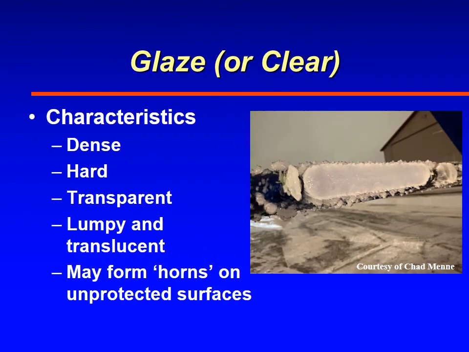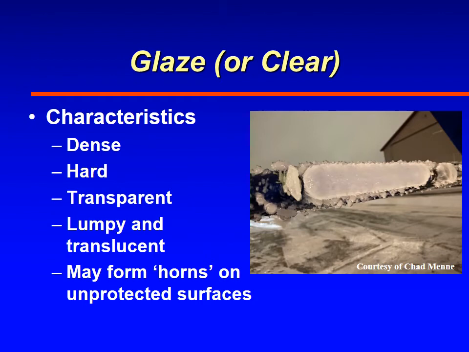Glaze ice is also known as clear ice. It's been known as clear ice for a long time. In the past 5 or so years, they switched over to glaze because that's the ICAO standard. The characteristics of glaze ice is that it tends to be harder, denser, and more transparent than rime ice. Also, it tends to form little lumps and bumps, and it tends to be translucent, meaning that it's similar to the ice in your drink or in your refrigerator, where it's clear. And that's where it gets the name clear ice.